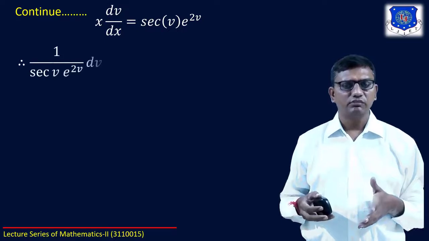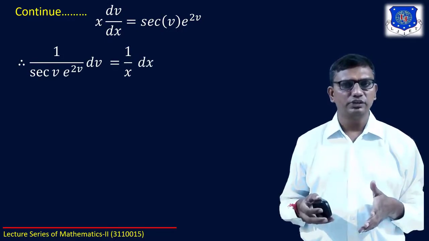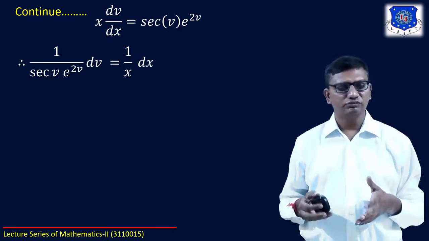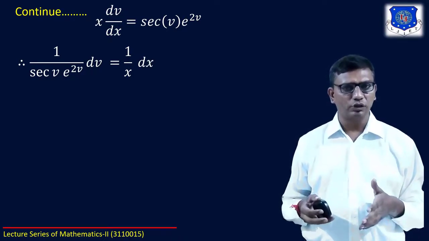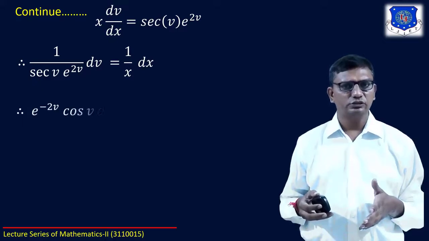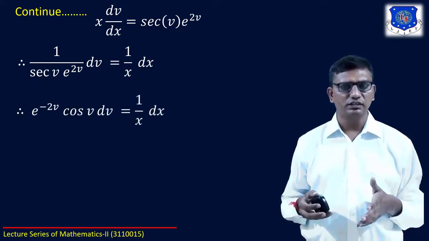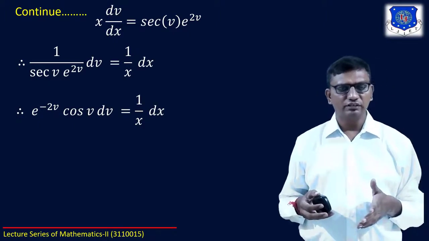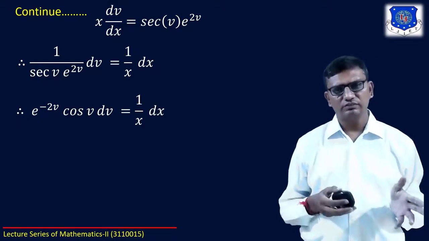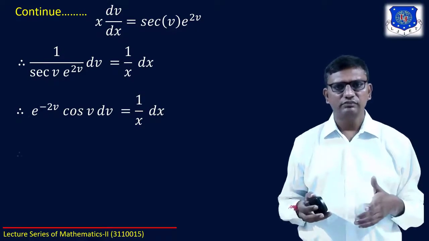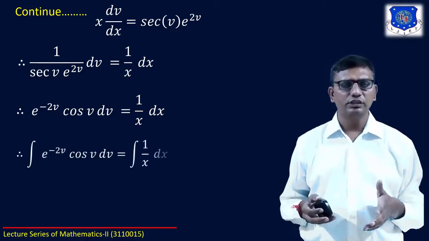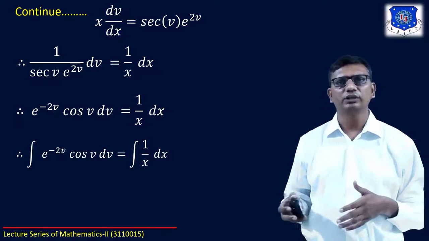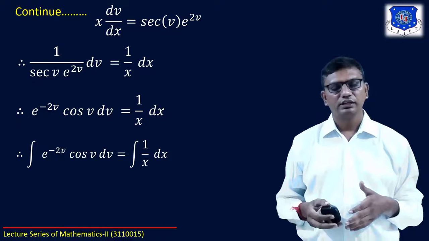That can be written as 1 upon sec v e raised to 2v dv equal to 1 upon x dx. Finally, 1 upon sec v is cos v. That means we get e raised to minus 2v cos v dv equal to 1 upon x dx. Finally we take the integration on both sides, with respect to v on the left hand side and with respect to x on the right hand side. Then we have integration of e raised to minus 2v cos v dv equal to integration of 1 upon x dx on the right hand side.